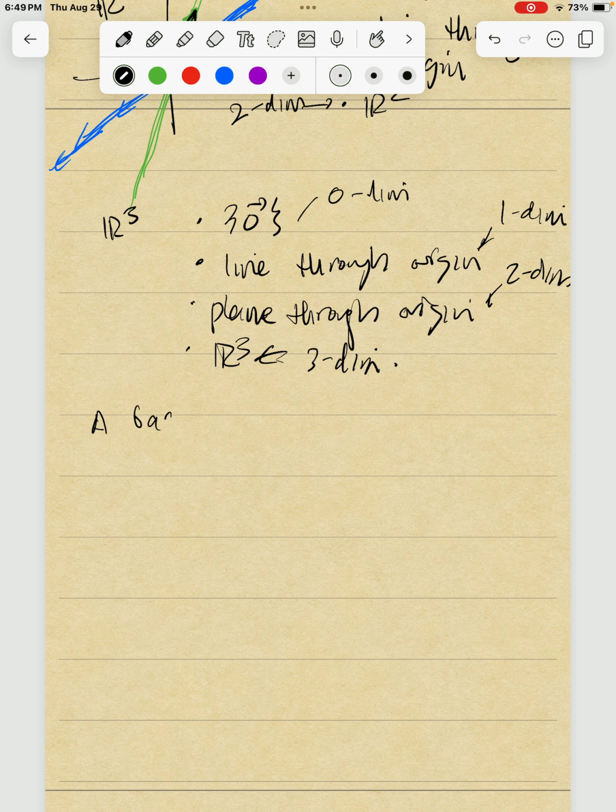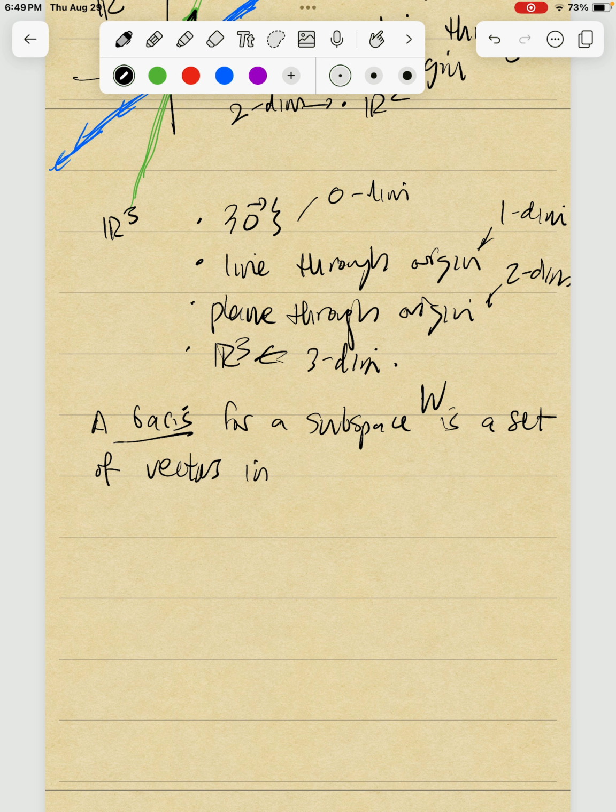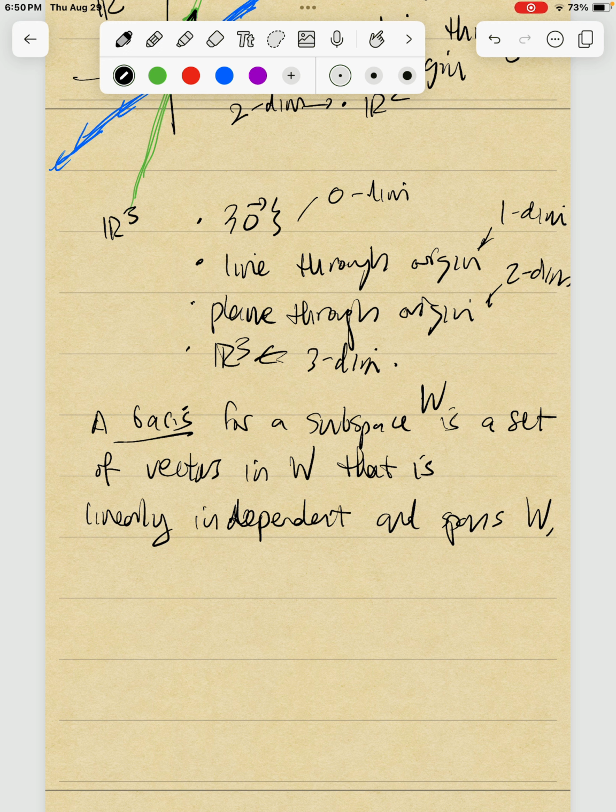So a basis for a subspace is a set of vectors in the subspace. So let's call the subspace W. A set of vectors in W with the following properties. It's linearly independent, and spans the space.